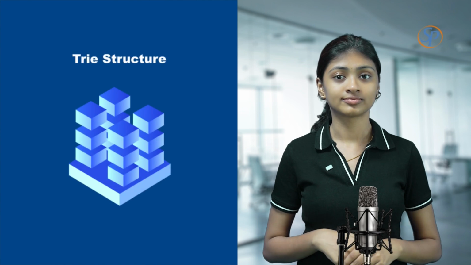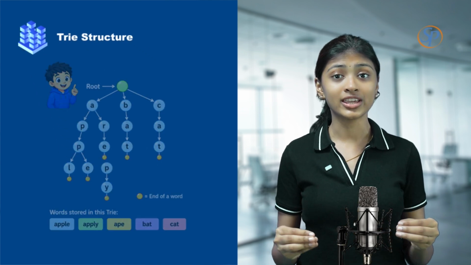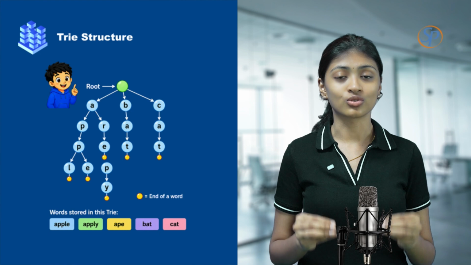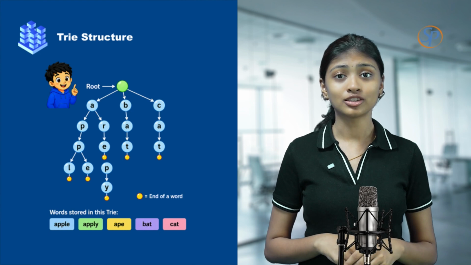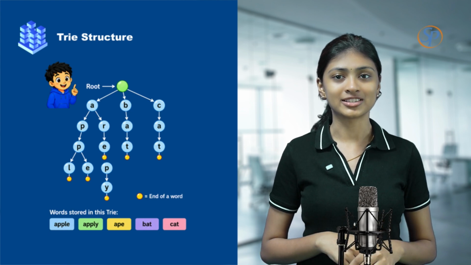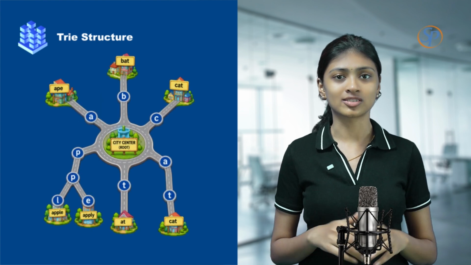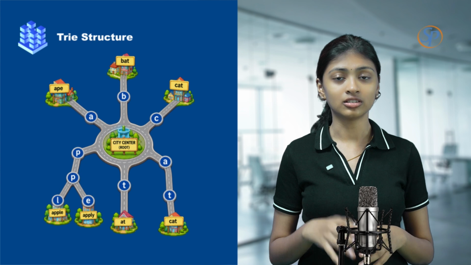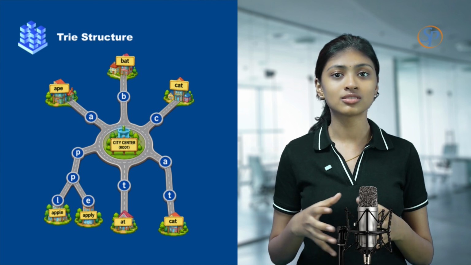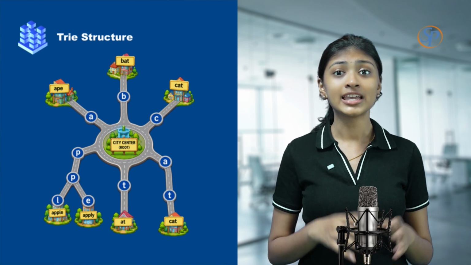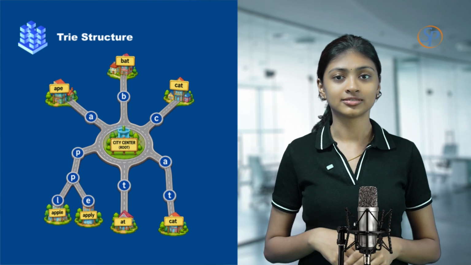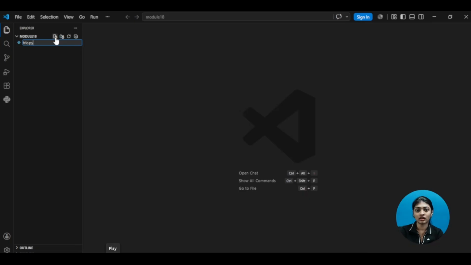Trie structure. A trie is a tree where each node stores a character and a path from root to a node represents a prefix. Example, think of a road system. From the city center, different roads branch out. Each path forms a word. Now let's look at the code part of tries. We'll see the trie structure.